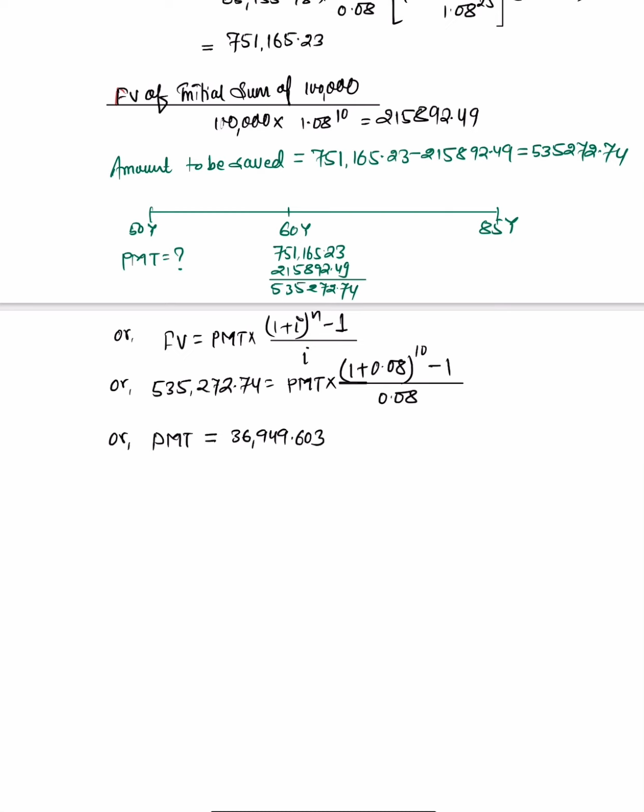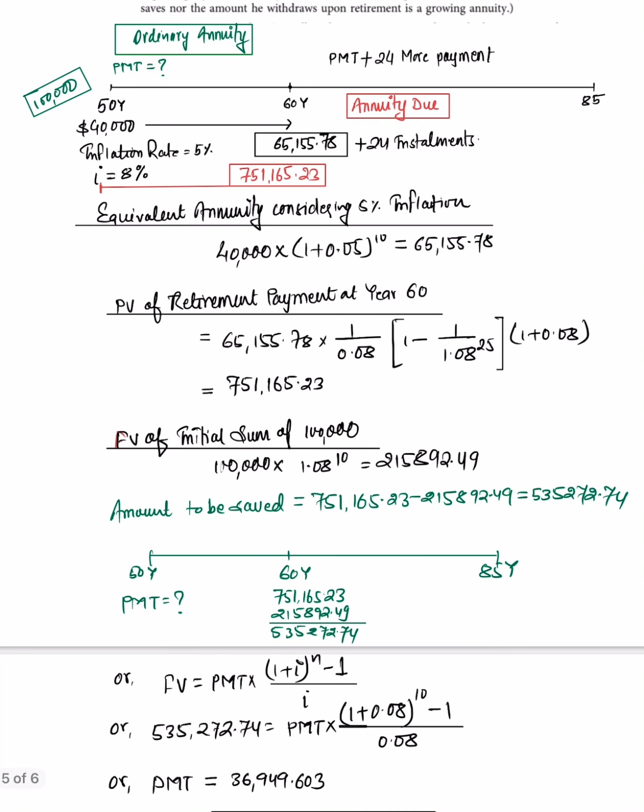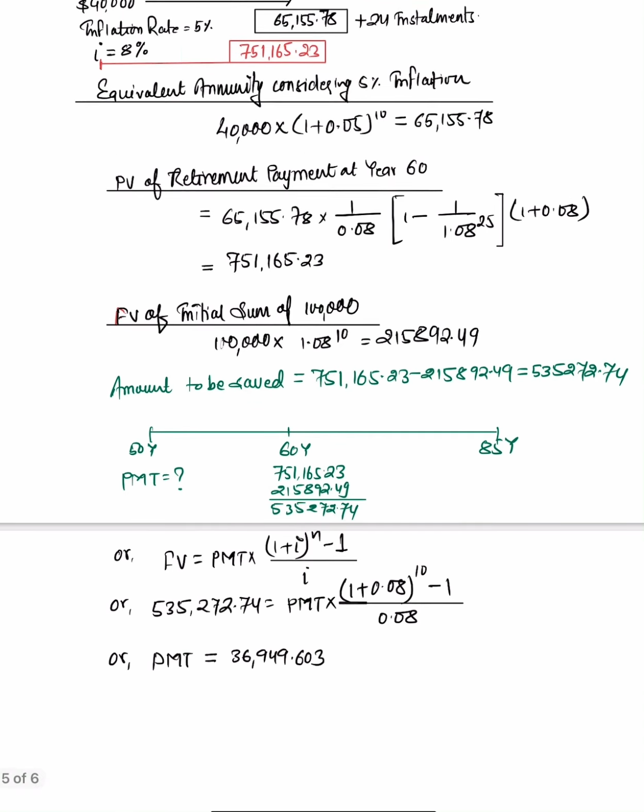So this is the amount that you need to deposit every year to be able to get your retirement payment of rupees 65,155.78, which is equivalent to rupees 40,000 considering the purchasing power with the adjustment factor of 5% every year. Once you deposit for 10 years, you'll be able to get this amount for the next 25 years at the beginning of each year.